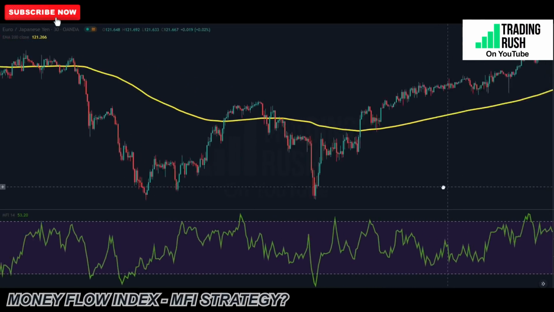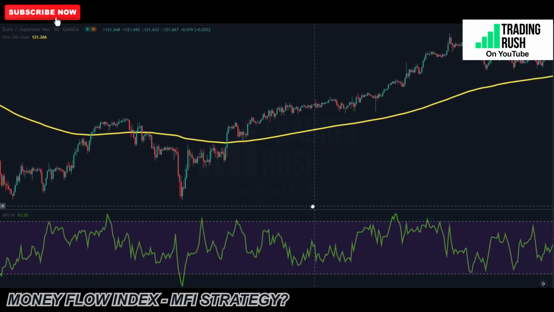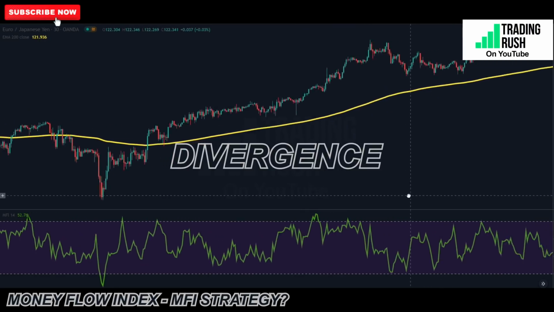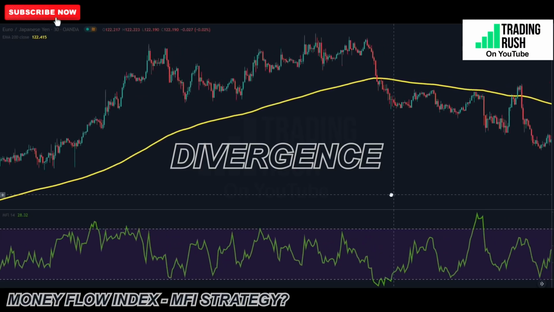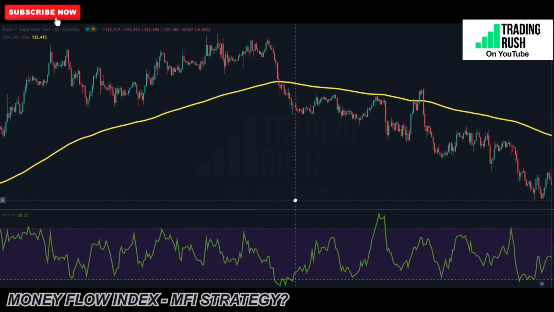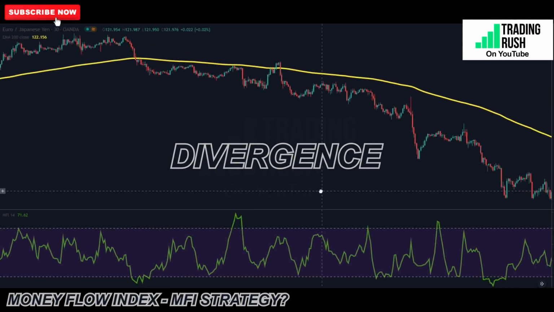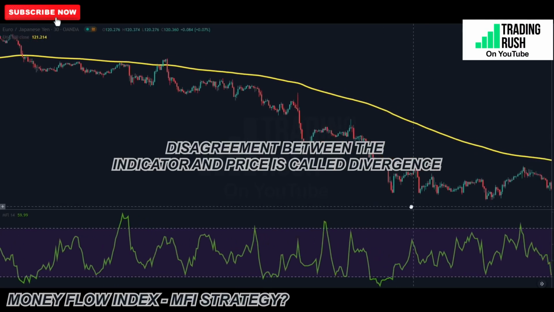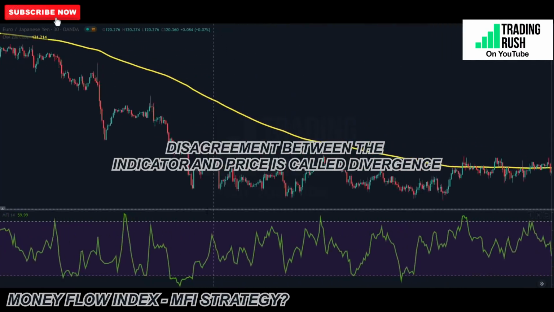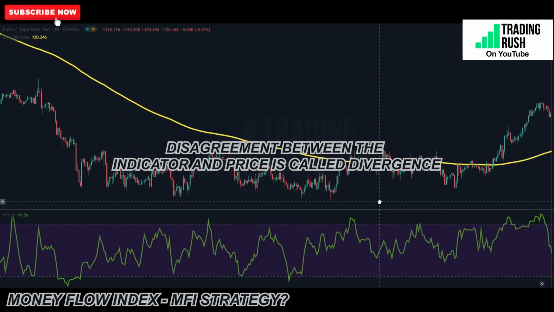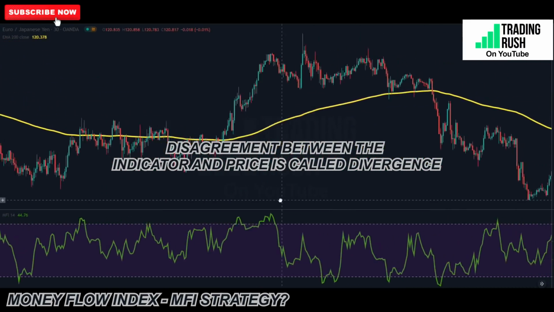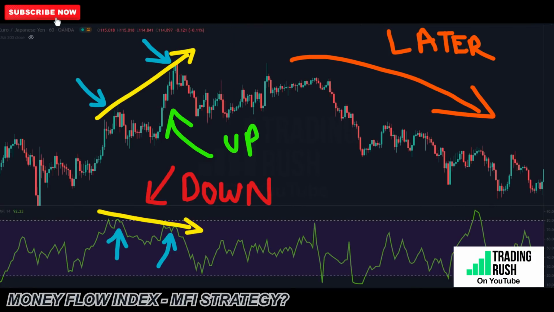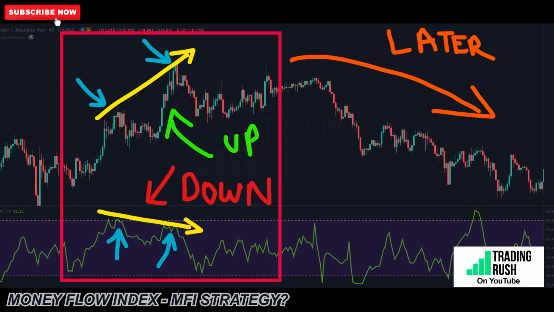Another reason why Money Flow Index is so popular is because it tries to show a possible trend reversal using the divergence. If you have been trading for a while, you might have heard the word divergence. If you have never heard about it, the disagreement between the indicator and price is called divergence. In simple words, it means price is saying something else, and an indicator is indicating something else.